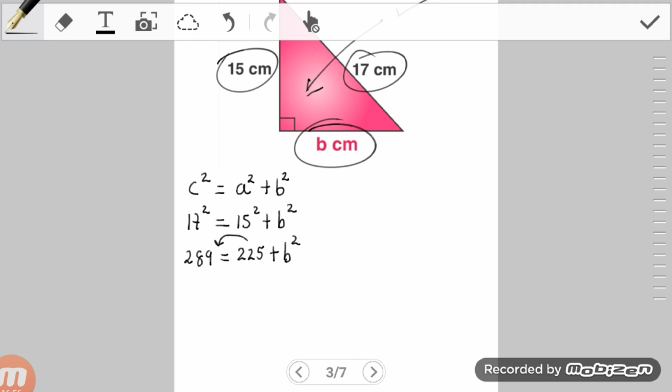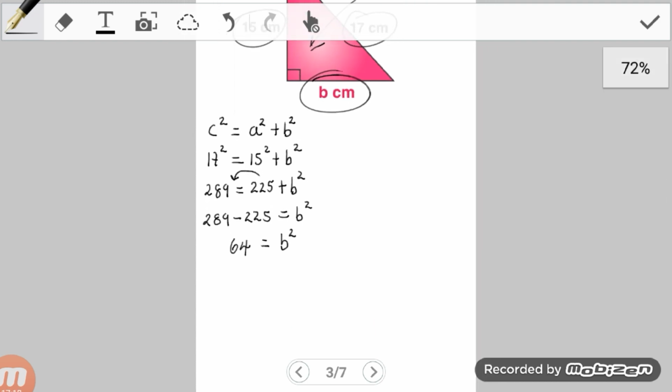Let's just transpose here the 225. So we're going to have 289 take away 225, and that's going to be equal to b squared. Now, if we go right ahead and we subtract these two, you'll find that the answer is 64, and that's going to be equal to b squared. So therefore then, if we want to find the variable b by removing the square, we would find the square root of both sides, and that's the square root of 64.